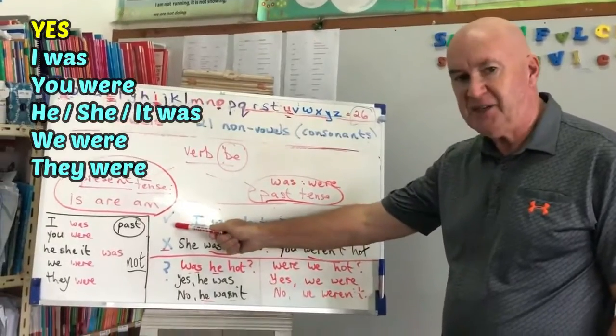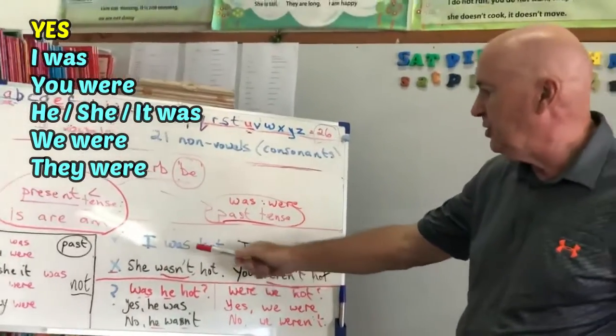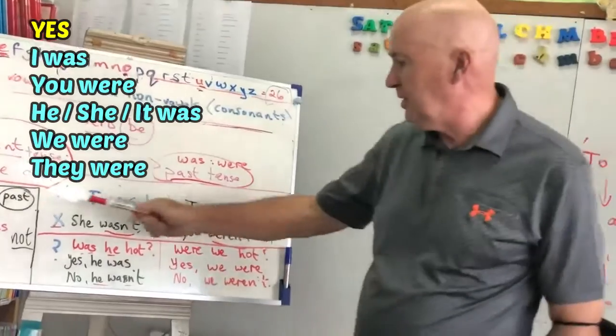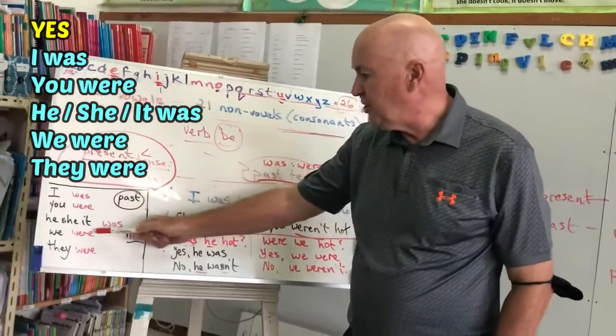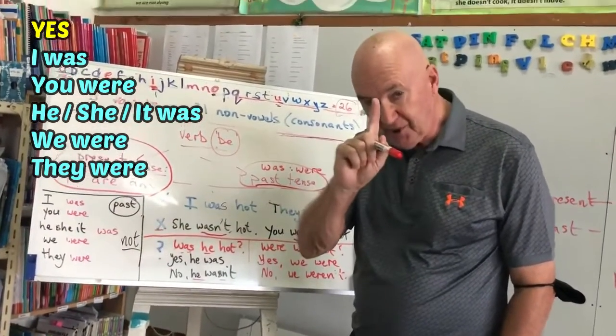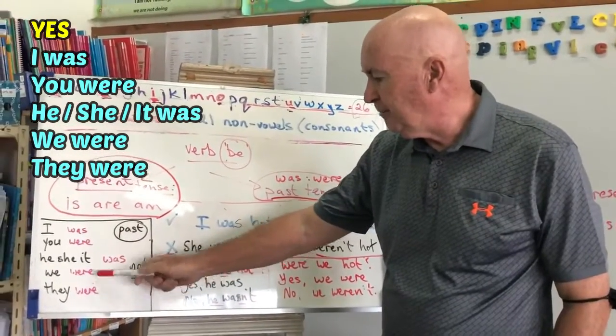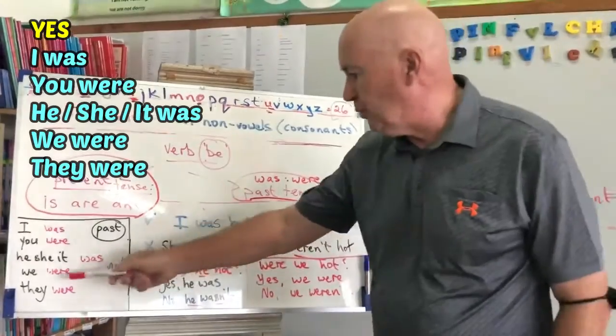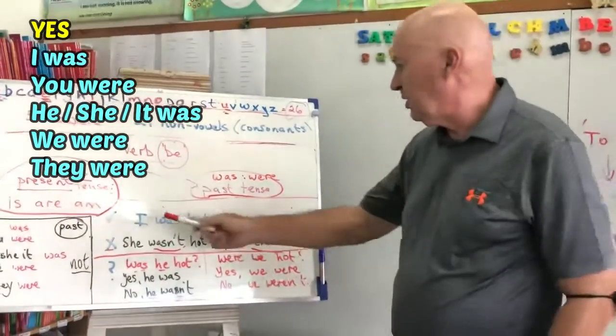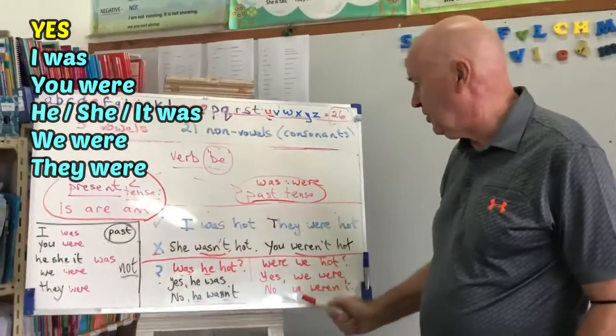We have to say yes. So to say yes, you just say was or were. I was, he, she, it was. One person is was. And then you, we, and they always use were. More than one, we use were. So to say yes, we just say was or were.